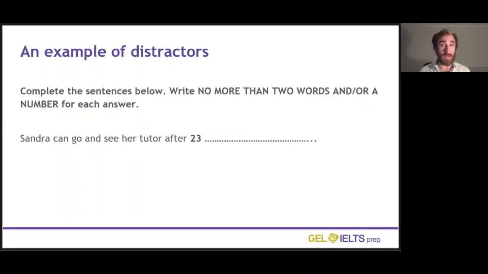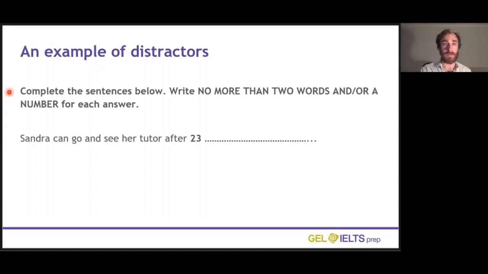Here is an example of a question where we might hear distractors. This is a completing the space question for a sentence. Let's read the instructions first. Complete the sentence below. Write no more than 2 words and or a number for each answer. So here we could write 1 word, we could write 2 words, we could write 2 words and a number, or we could just write a number.